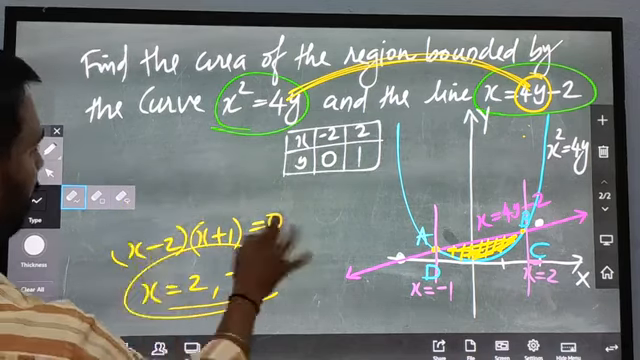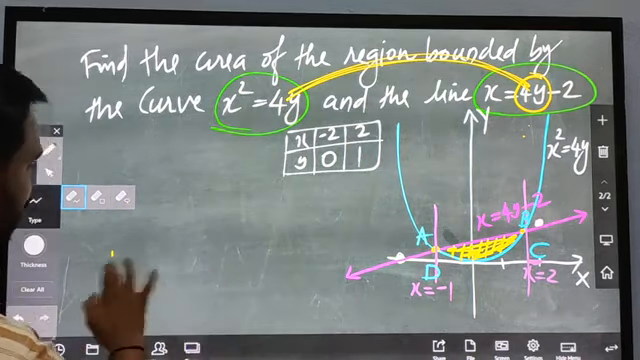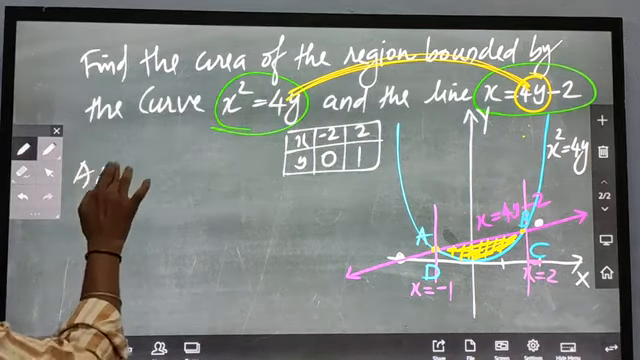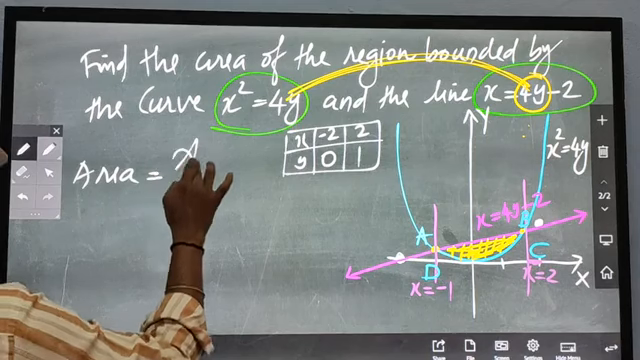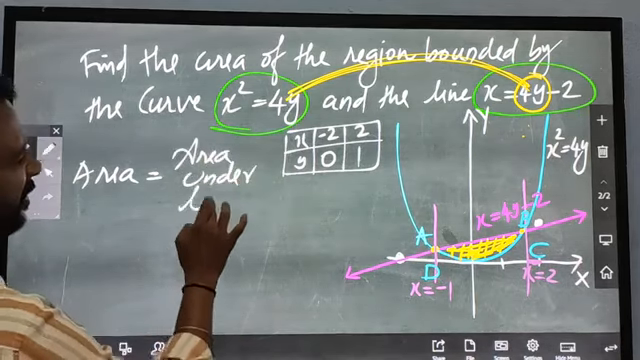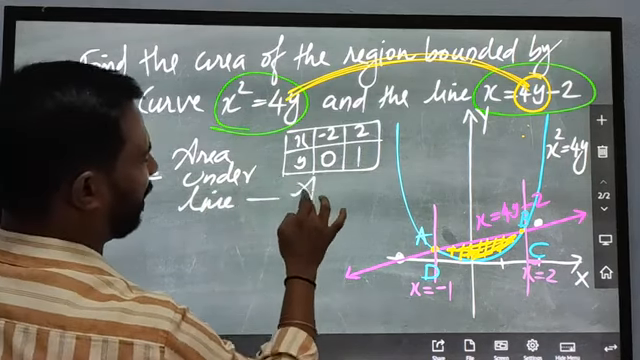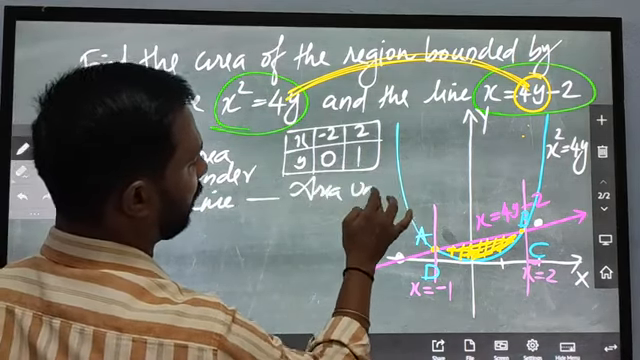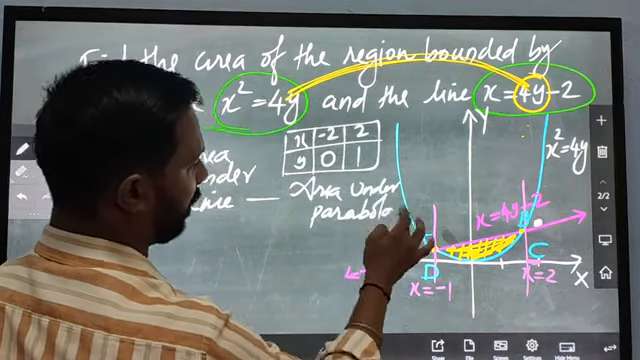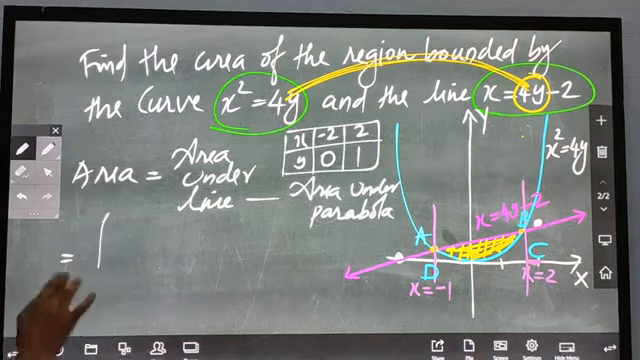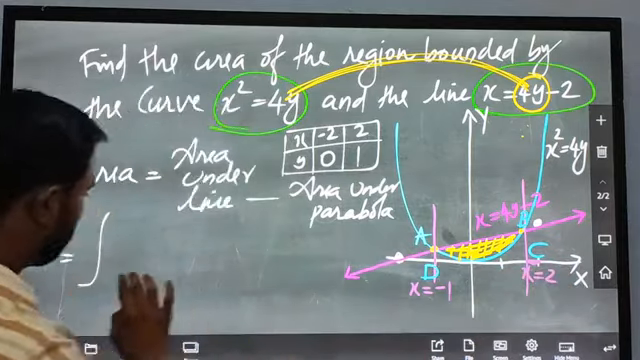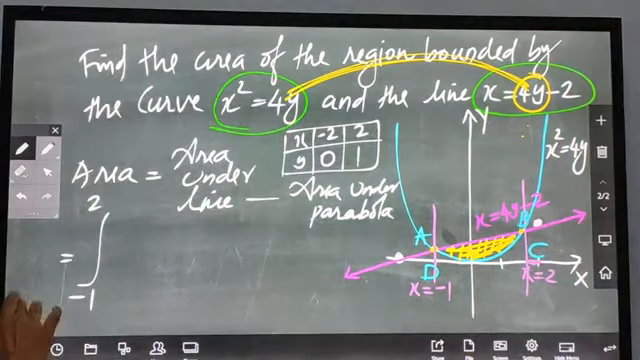Therefore, the required area is equal to the area under the straight line, right, minus the area under the parabola. Now, you want to find the area with its integral. We need the limits. What are the limits? This to that. Minus 1 to 2. Minus 1 to 2.